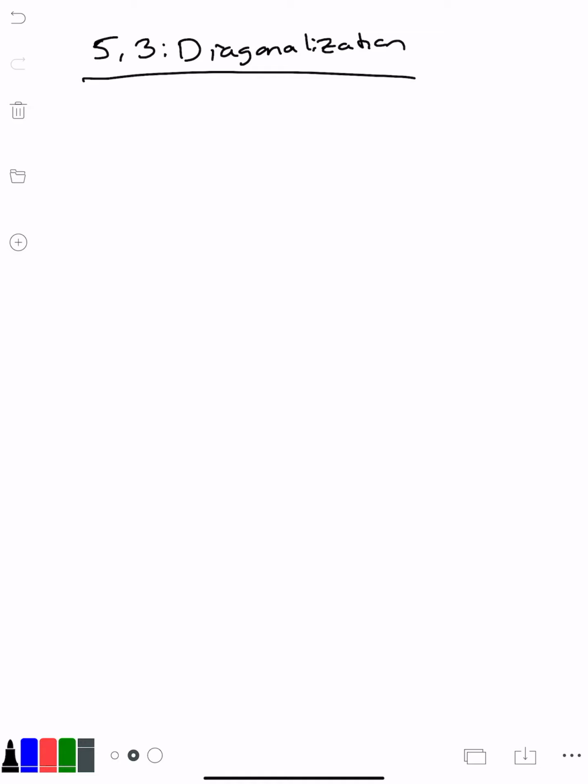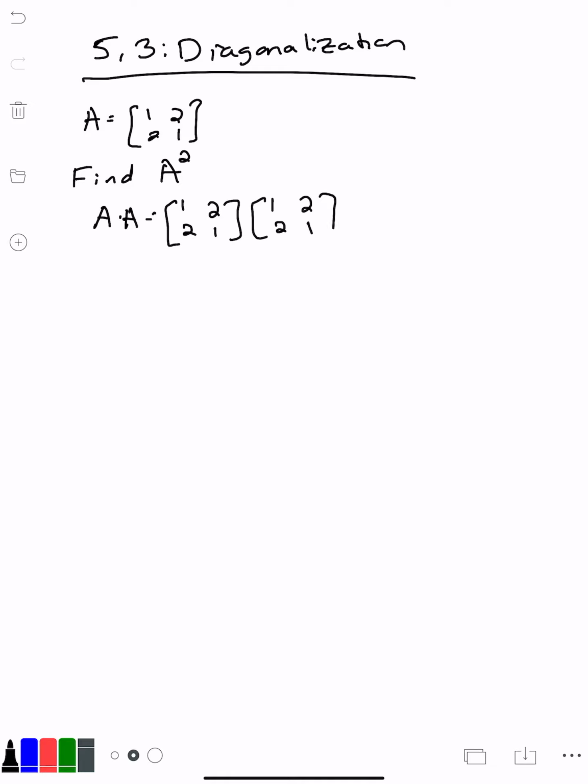Anyways, okay, so let's suppose we go back to the first example we had, [1, 2; 2, 1], and I asked you to find A squared. Well, what does A squared mean? It means A times A, so we would have to do [1, 2; 2, 1] times [1, 2; 2, 1]. Okay, so let's see here. It's going to be 1 plus 4 is 5. 2 plus 2 is 4. 4, 5. And we get our answer.